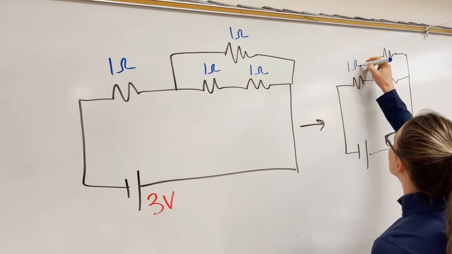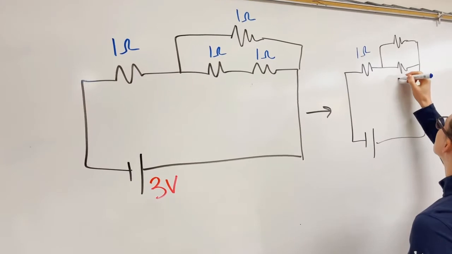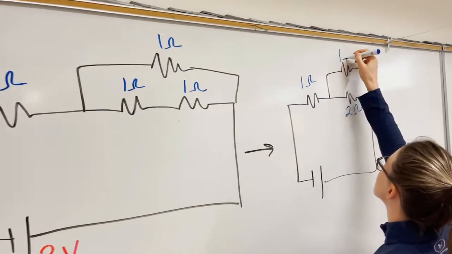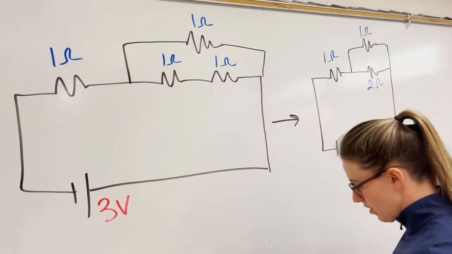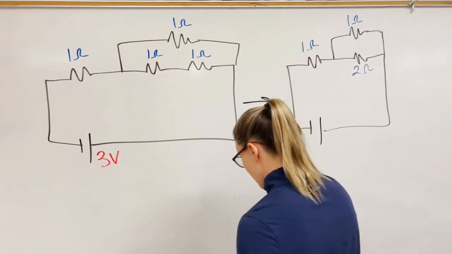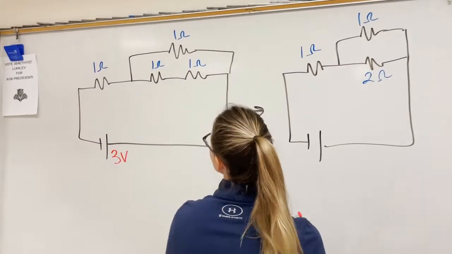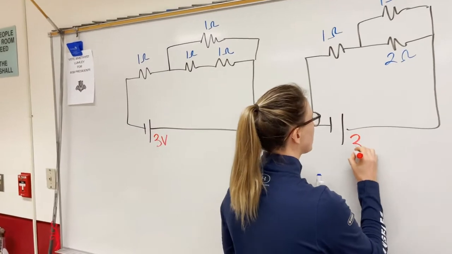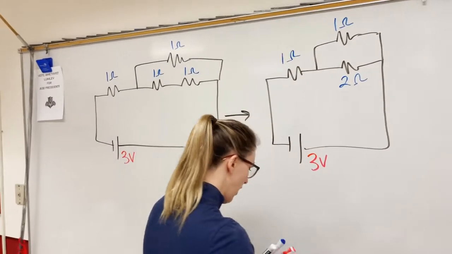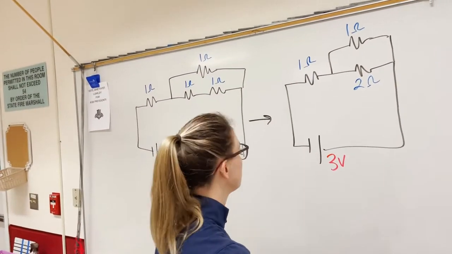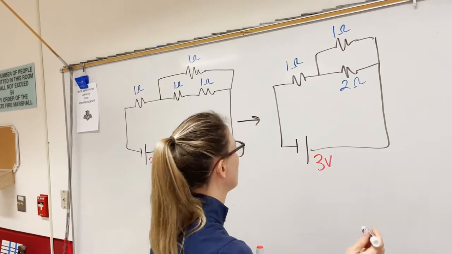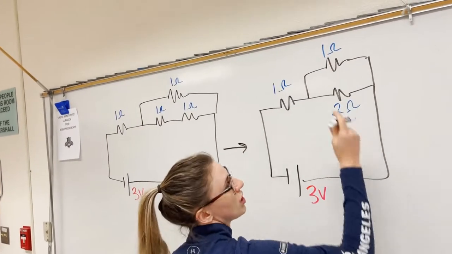Series is you just add them up. 1 plus 1 is 2. This is still 1 ohm. I'm gonna go ahead and try to do what Mr. Boykin does with his handy dandy marker trick here. 3 volts, okay? But wait, there's more, right? Are we done yet? No, we're not. What can we simplify next, boys and girls? Let's go ahead and chop this guy down.